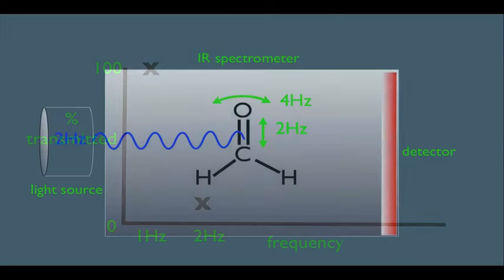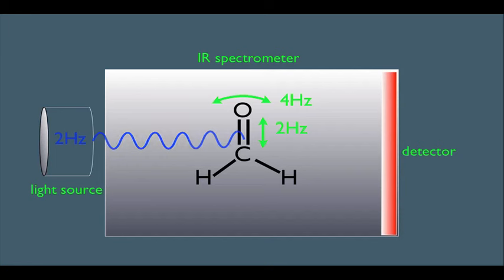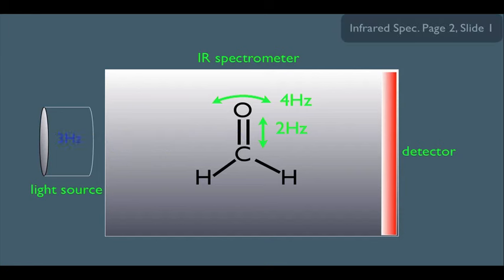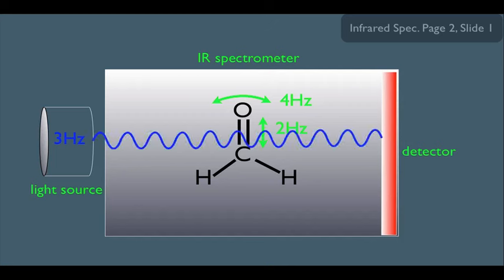Now, let's go back to our machine here. Let's now take our light source and set it at 3 Hz. Think about what we just learned here. If this molecule stretches at 2 Hz and wags at 4 Hz, then when we shine the 3 Hz frequency light, it should go right through it. There simply is no match in this case. And the detector therefore would say 100% of the light transmitted through the molecule.